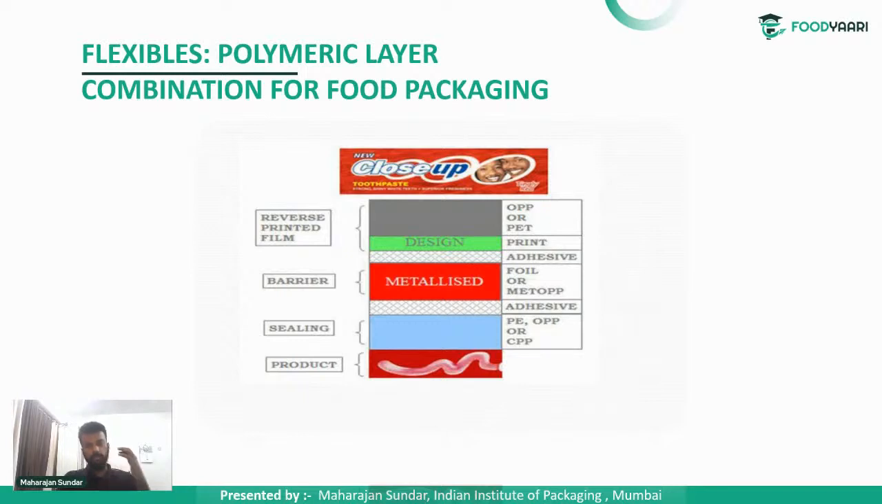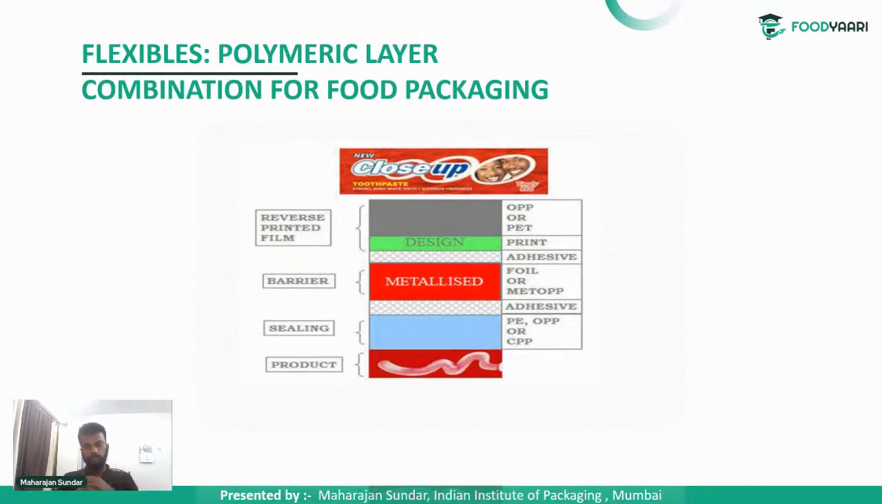And CPP is a form of manufacturing polypropylene by the casting process. The film is manufactured by a cast manufacturing process. Okay, and the foil is metallized. And the barrier layer here is metallized OPP or foil. Metallized OPP is nothing but it is laminated with aluminum powder or aluminum sheet. That is metallized OPP.